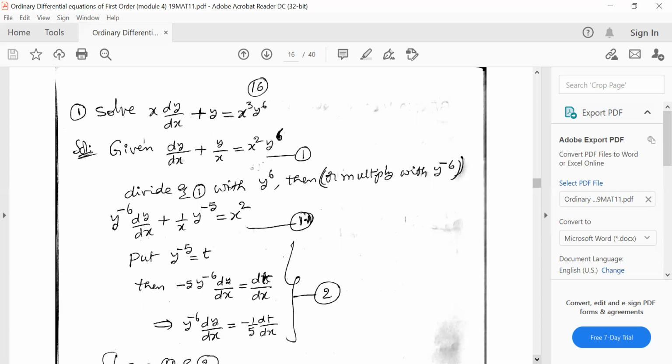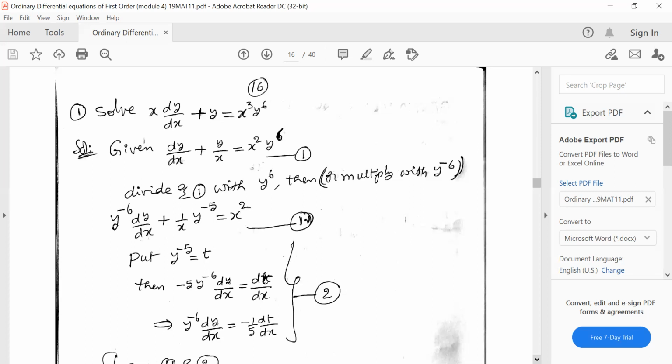Also, x into dy by dx is there, and x should not be there, so we'll divide by x as well. So dy by dx plus y by x becomes x square y power 6. Everything is perfect if that y power 6 is not there. So divide the equation by y power 6, or multiply by y power minus 6.